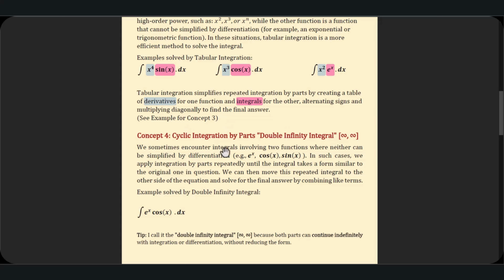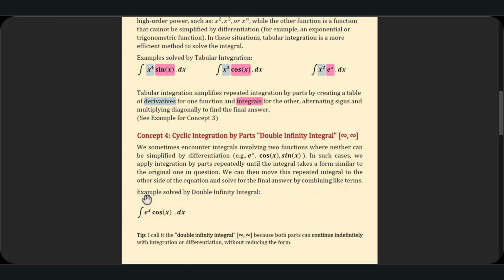We sometimes encounter integrals involving two functions where neither can be simplified by differentiation. As we just talked about these, they can be simplified. For example, e to the power x, cosine and sine of x. In such cases, we apply integration by parts repeatedly until the integral takes a form similar to the original one in question. We can then move this repeated integral to the other side of the equation and solve for the final answer by combining like terms.